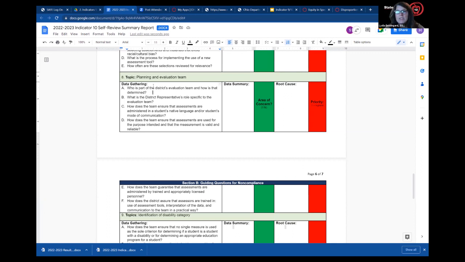But it's okay, because you might have things in there and another team member might come to the table and say, oh, but this is what we're doing. So it's okay to do some of that pre-work and get your thoughts together so that you all can discuss it and then craft it exactly the way that you want to answer as a district. Perfect. Thank you for that.